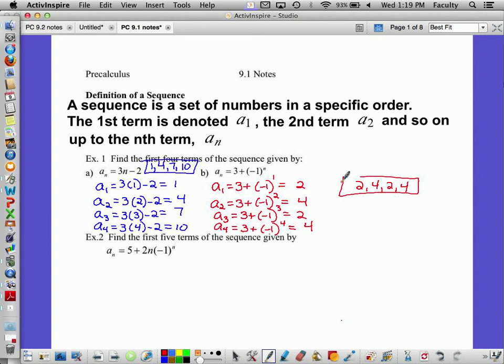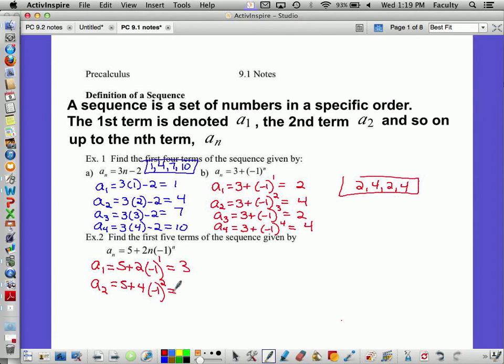All right, in example 2, if I want to find the first 5 terms, so notice it did ask for 5. This will be 2 times 1 is 2, negative 1 to the first. So that's 5 minus 2 is 3. You do as much work as you need. Some of you don't need to write as much, and that's fine. And some of us do need to write a lot more, and that's okay.